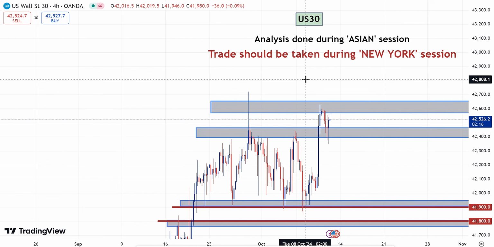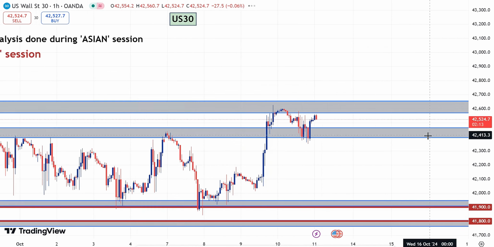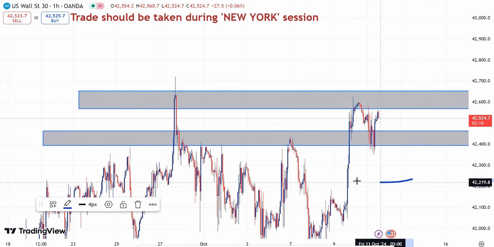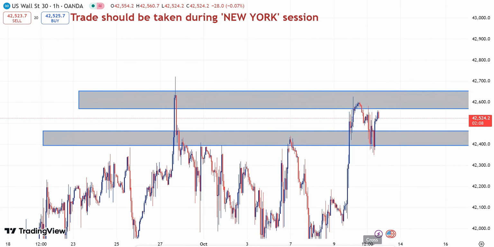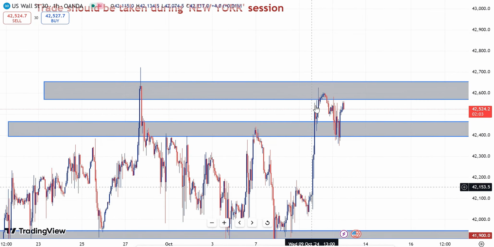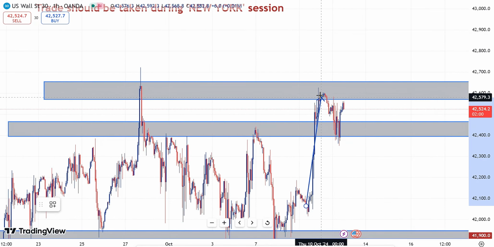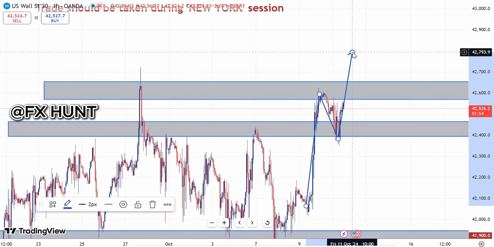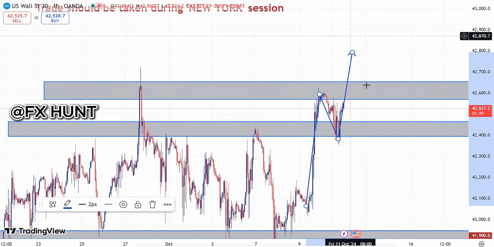Now let's step down to the 1 hour time frame and see what the market has for us. Now you can clearly see the move here. This is a higher high, higher low. After a higher low, we're expecting a higher high. But the market is not just going to move up impulsively like that.